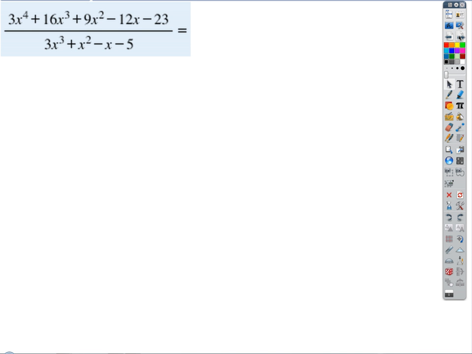Can you cross out like terms, just the x? No, you can't. Let me defend why, because that's a real common question. This goes back to Algebra 1 stuff. You can only cancel common factors, things that are being multiplied by the whole top and by the whole bottom. I'll give you an example.